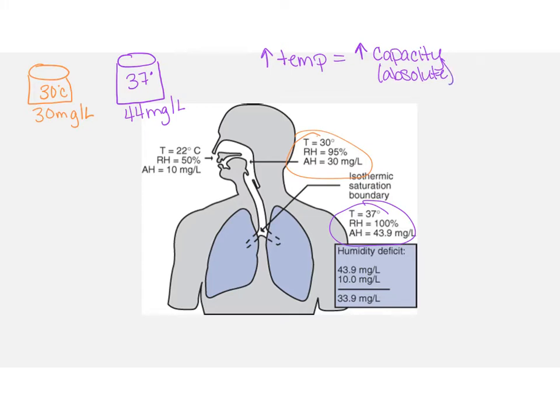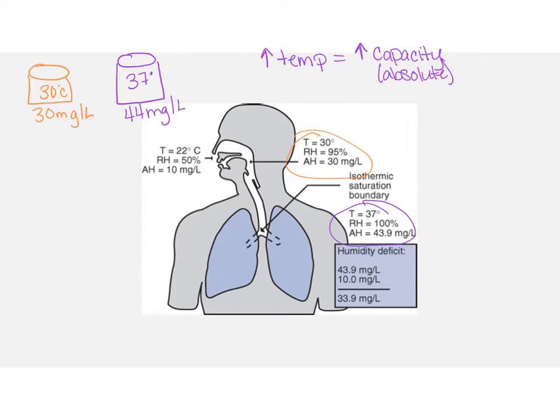However, relative humidity always represents how much of that available capacity is saturated. So temperature is directly affecting the capacity, or absolute humidity. Temperature is not necessarily affecting relative humidity. So as gas goes through the body, absolute humidity and relative humidity are going to change.